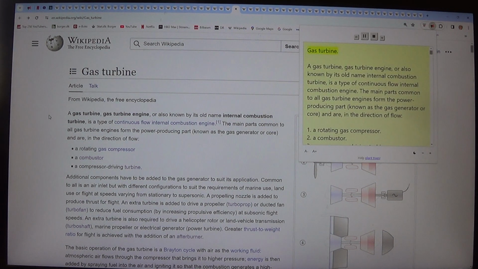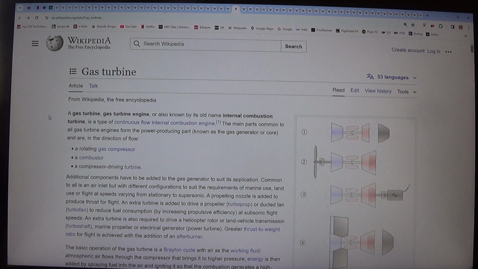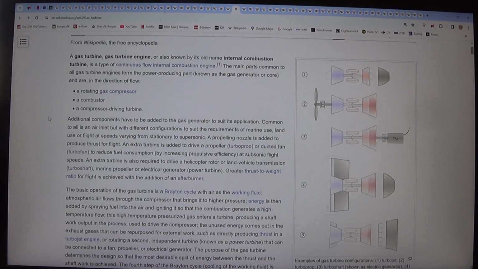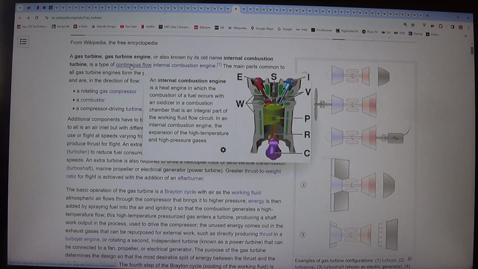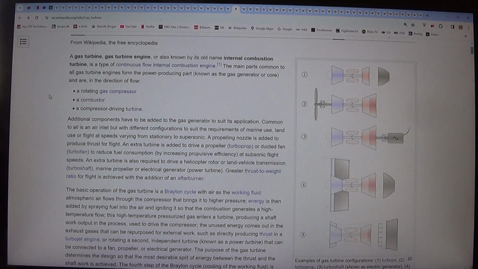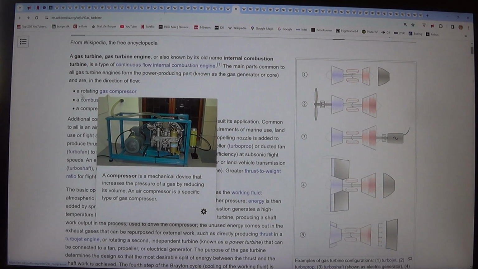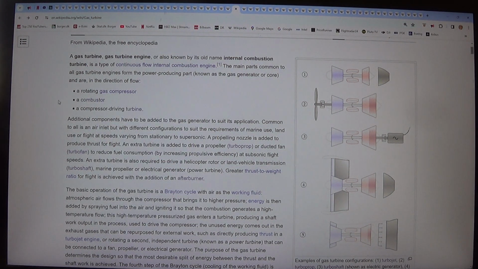Gas turbine. A gas turbine engine, also known by its old name, internal combustion turbine, is a type of continuous flow internal combustion engine. The main parts common to all gas turbine engines form the power-producing part, known as the gas generator or core, and are, in the direction of flow: 1. A rotating gas compressor. 2. A combustor. 3. A compressor-driving turbine.